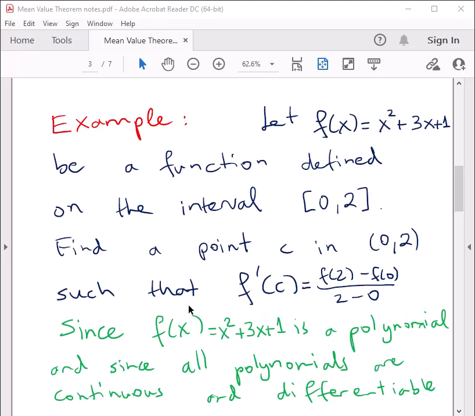Now, this is another example, but this is more algebraic and numerical. Let's say we have a function f of x equals x squared plus 3x plus 1.